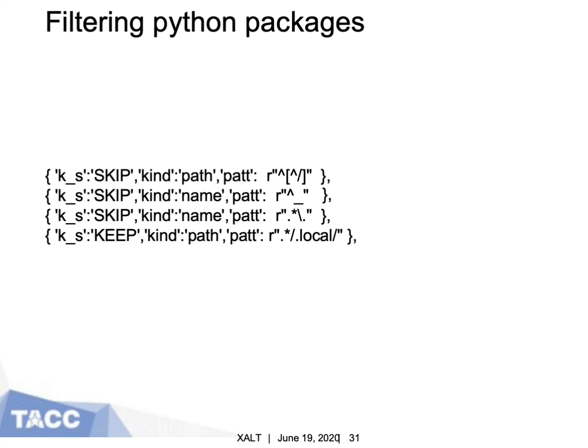And XALT in the configuration file allows me to add some filtering. So here are some rules that say I'm going to keep or skip something. The first rule says if the path doesn't start with a slash, then I want to ignore it. Namely, I'm going to ignore built-ins. I'm going to ignore anything that starts with an underscore. I'm also going to ignore any name that has a dot in it. But I'm going to keep everything that's in .local because maybe I want to install that from a system point of view.